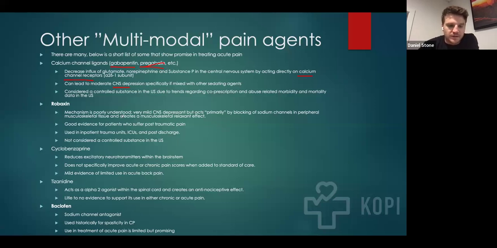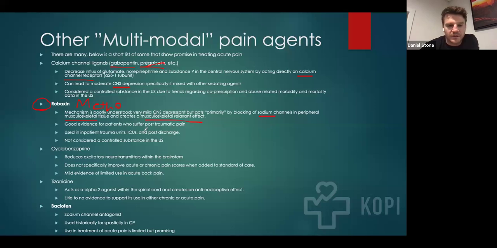It's considered a controlled substance in the United States. In the United States, you also use a medication called methocarbamol or Robaxin. I should have put the generic name. I'll make sure that that's in the slides when I put this later. But methocarbamol is basically a medication that creates a sodium channel blockade, specifically in musculoskeletal tissue, and it creates a musculoskeletal relaxant effect.